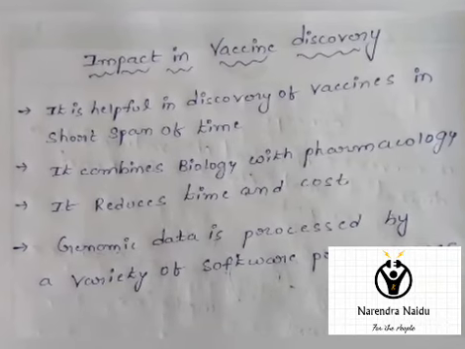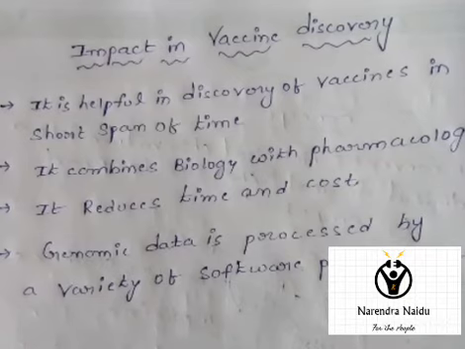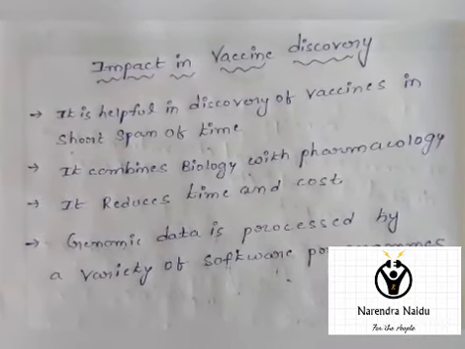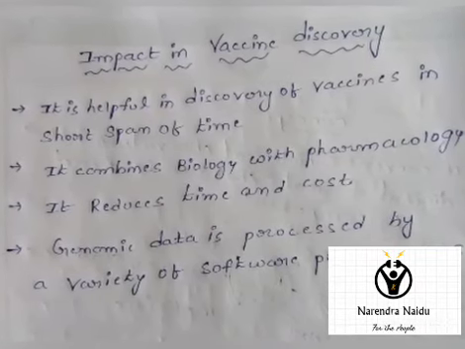And the genomic data, whatever gene data is available, is processed in different software. For vaccine discovery, this software is very useful. So this is about bioinformatics.